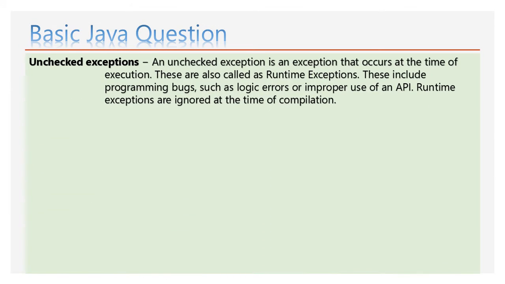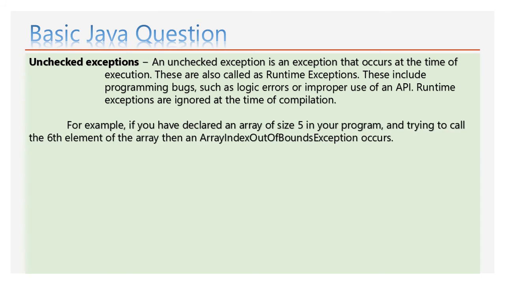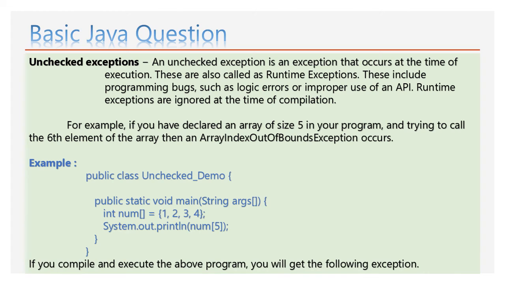The second one is unchecked exceptions. An unchecked exception is an exception that occurs at the time of execution. These are also called runtime exceptions. These include programming bugs, such as logic errors or improper use of an API. Runtime exceptions are ignored at the time of compilation. For example, if you have declared an array of size 5 in your program, and you try to access the sixth element of the array, then an ArrayIndexOutOfBoundsException occurs. You can see in the below example we have got the ArrayIndexOutOfBoundsException.